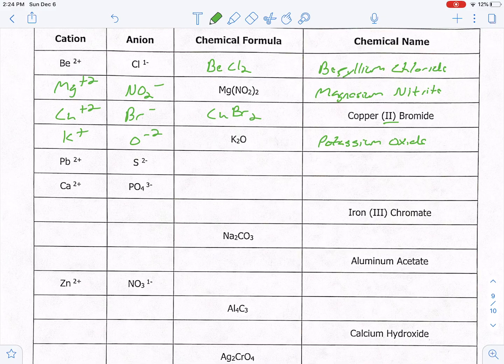Pb2+, S -2, it's balanced, so all I have to do is put it together. So PbS. Pb is lead. That is a transition metal, so we need to write down the Roman numeral for the charge. So lead(II), and then just sulfide.